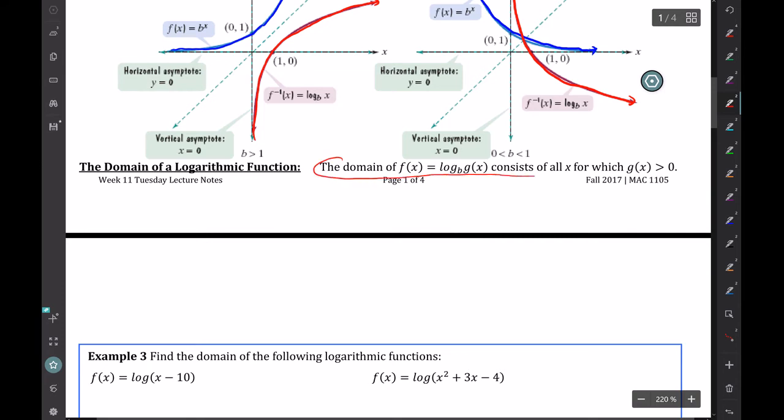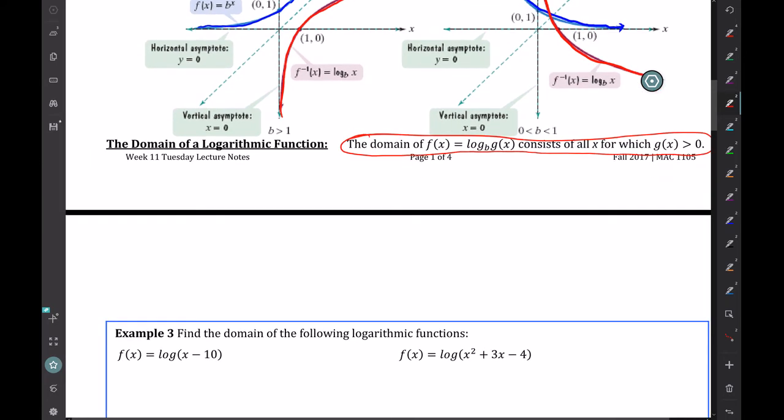The domain of log base b of g of x is wherever g of x is strictly greater than 0. We can't take log base b of 0 because there's no power that you can raise a constant to and get 0. Okay?